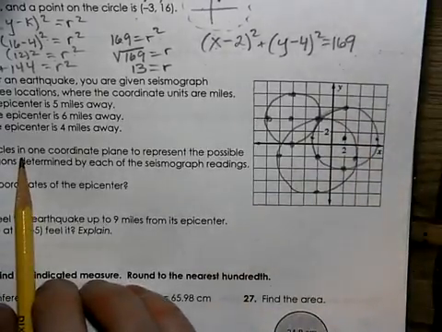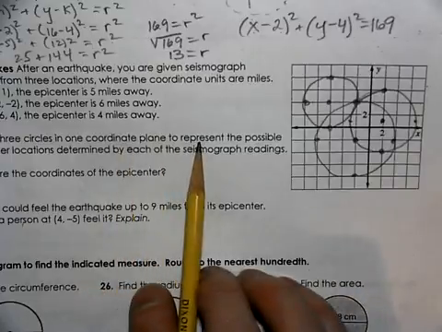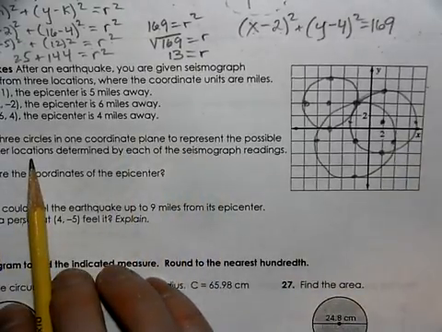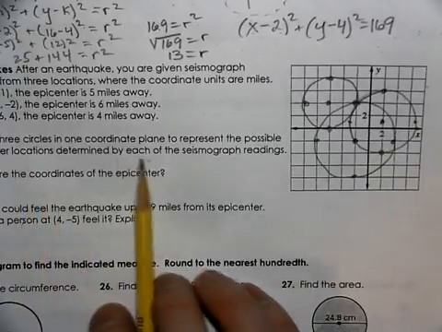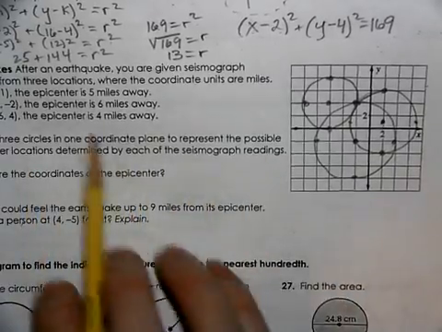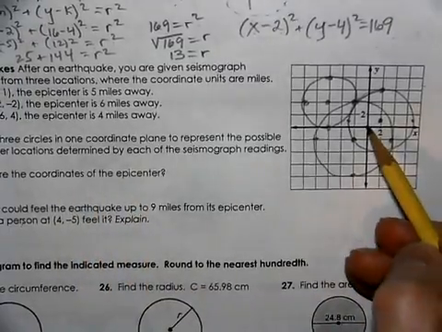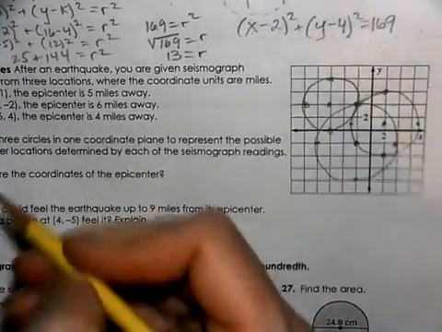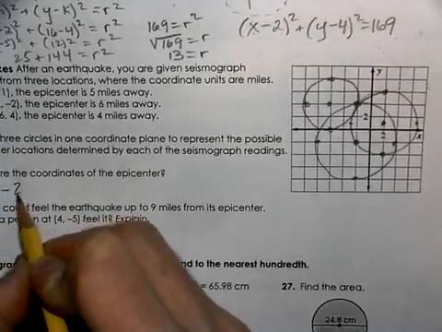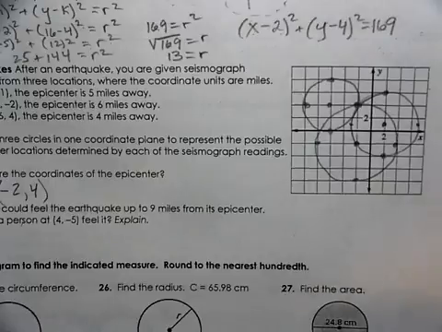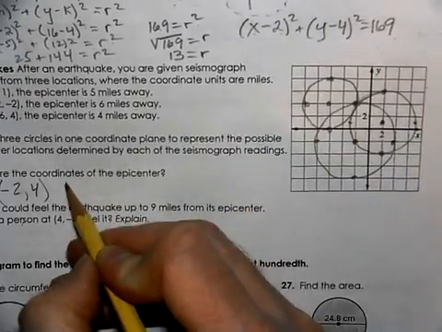So graph the 3 circles. We did that in one coordinate plane to represent the possible epicenter. That means the center of the earthquake, by determining the seismograph readings. What are the coordinates of the epicenter? Well, we found out that was -2, 4. That's where all 3 circles intersected.